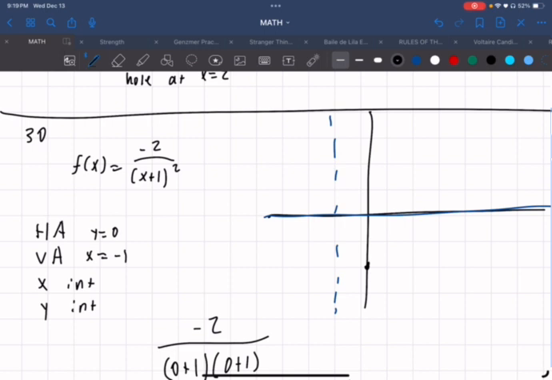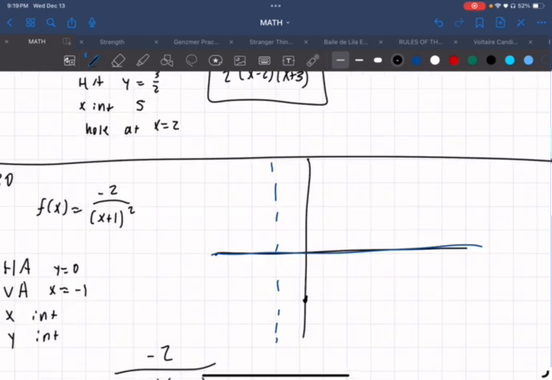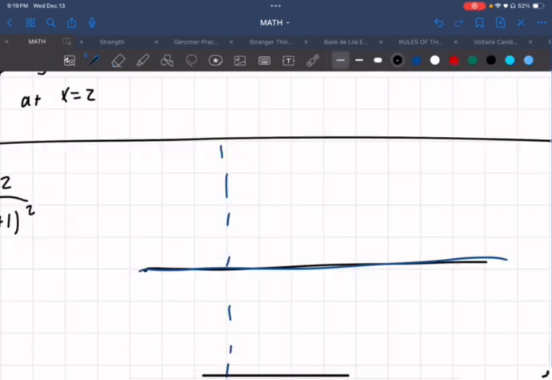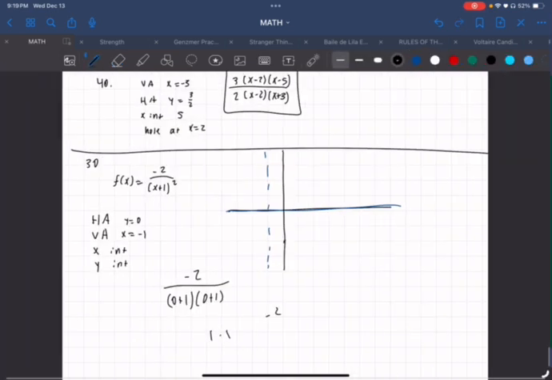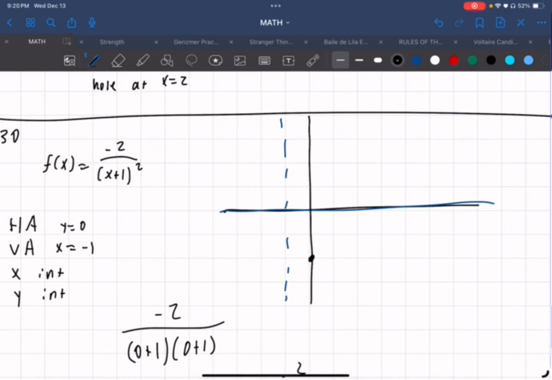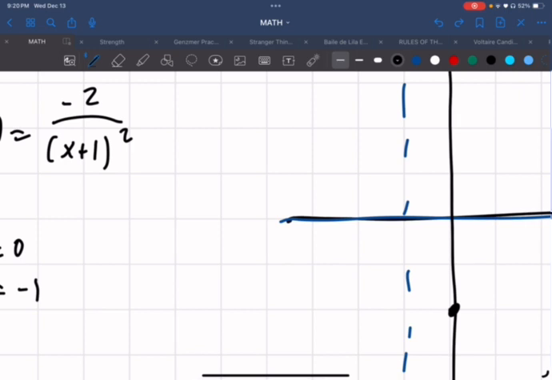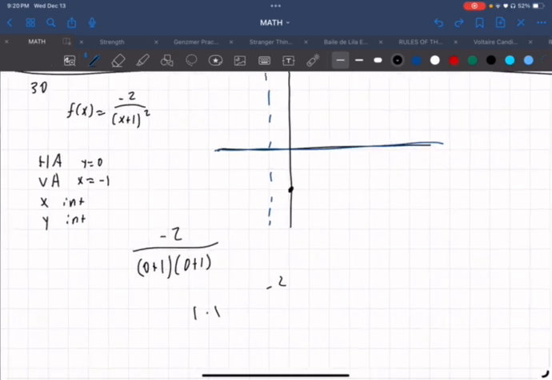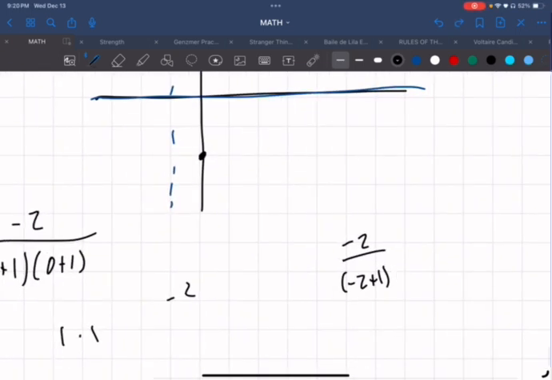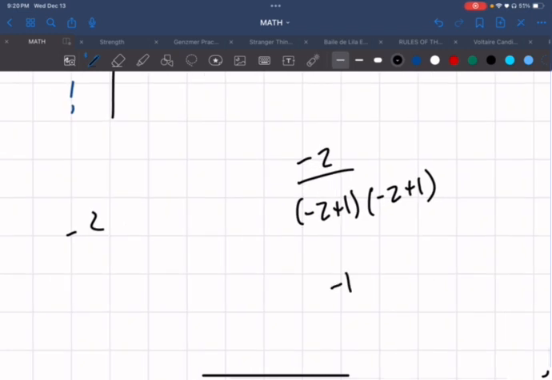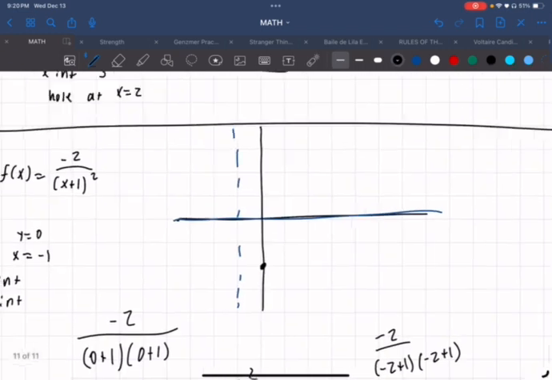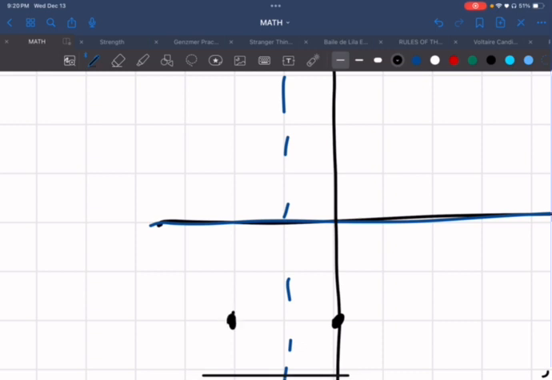Okay, and then I literally don't know where this line is, let me fix this. Actually, wait. Yeah, let me fix this. What are those two? Okay. And then, wait, this looks better. And now let's plug in a point on the side of the asymptote. So let's plug in a point, maybe 2. Negative 1 plus 1, negative 2 over 1, negative 2. So that would just be negative 2.